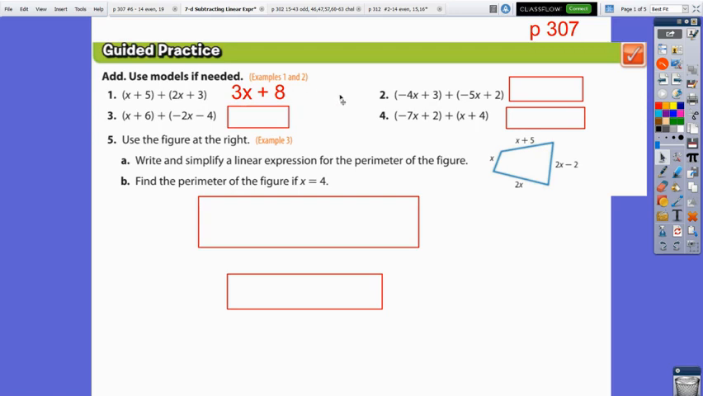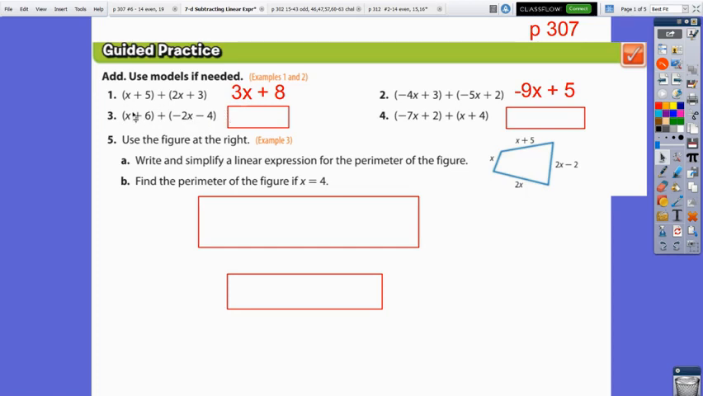So sometimes you might look at the models of these in the book where you have 4 negative x's and you have 5 negative x's, and when you add them together, you end up with 9 negative x's, and 3 plus 2 is 5. When you add a positive and a negative, they're going to cancel each other out with 0 pairs if you were to add these with counters or algebra tiles.